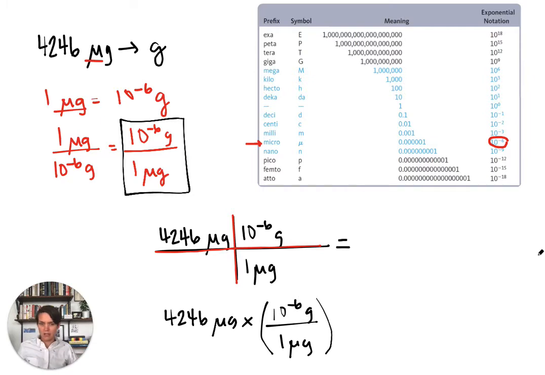Okay, so now I want to figure out what that value is, and this time I'm going to use a calculator just so we can talk a little bit about how to do exponential notation on your calculator. So all we're really doing is moving our decimal place.